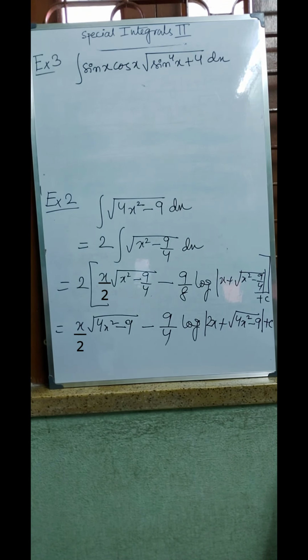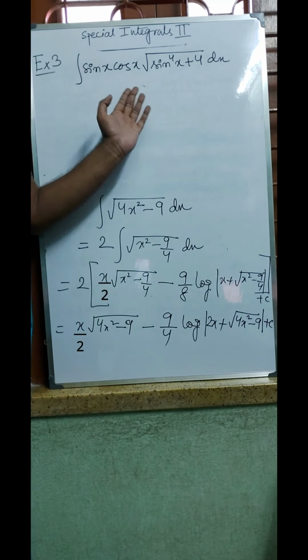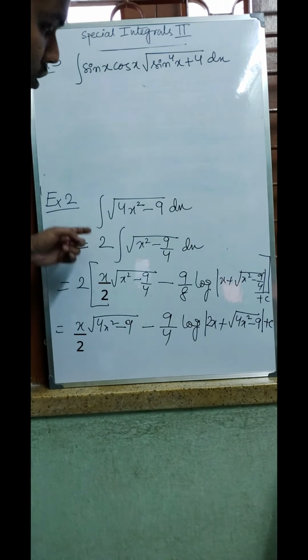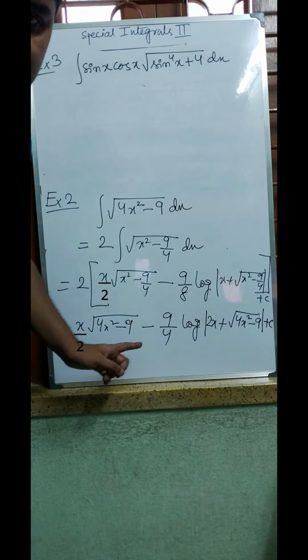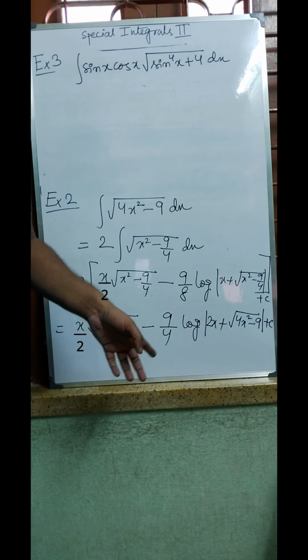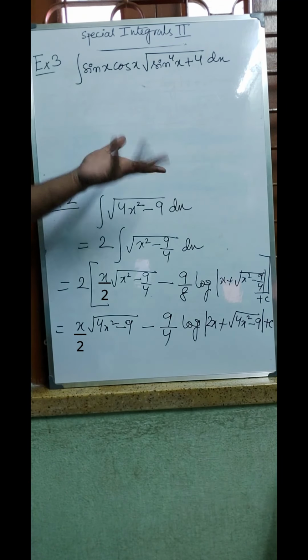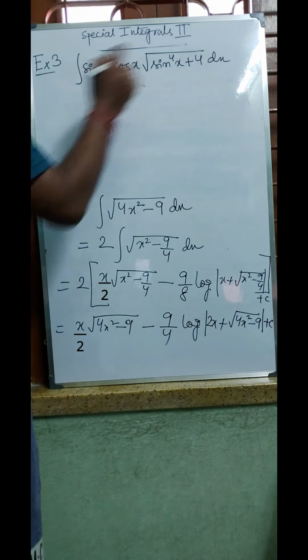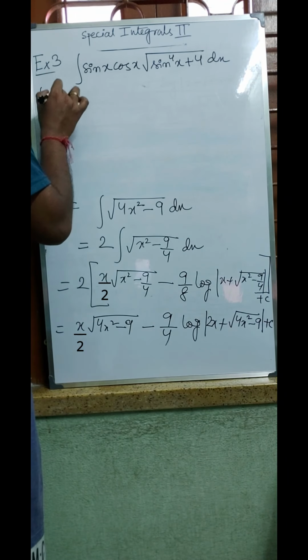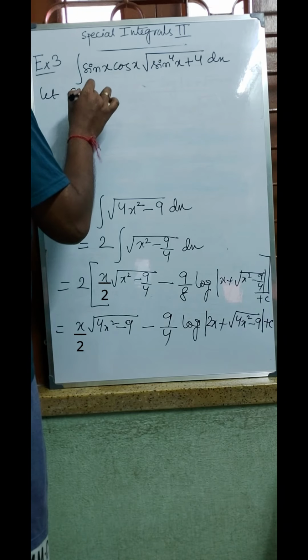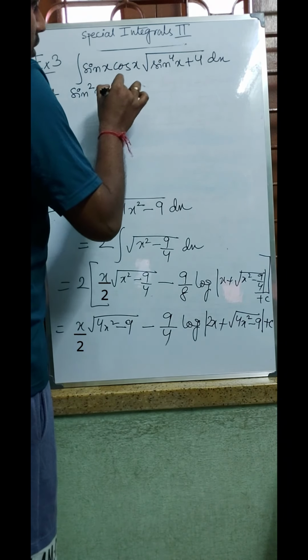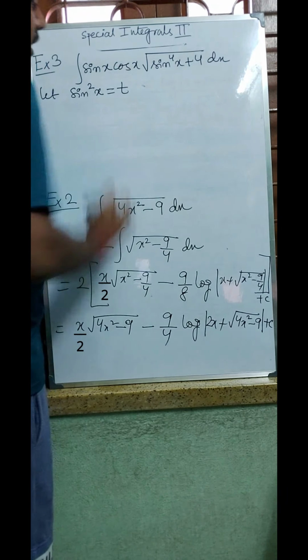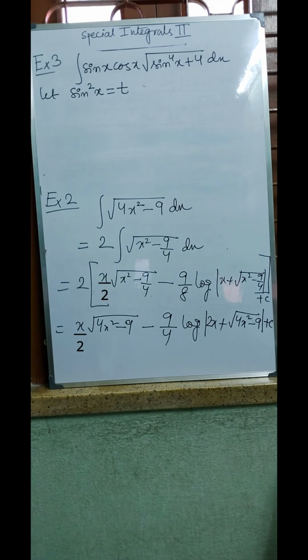This is the problem. Now before we can start, we can see that this is not given in the exact form which we know, or not given in any of these forms. So definitely we have to convert this first into a workable form, and then we can go on integrating. So what to do? See here, let sine square x be equal to some t. Let me take it as t.